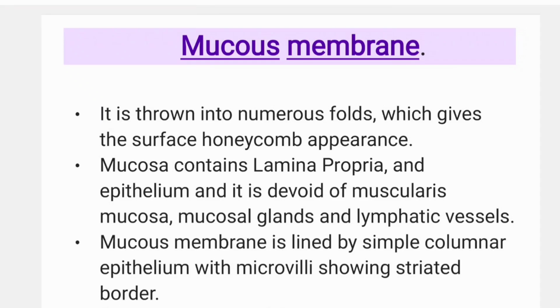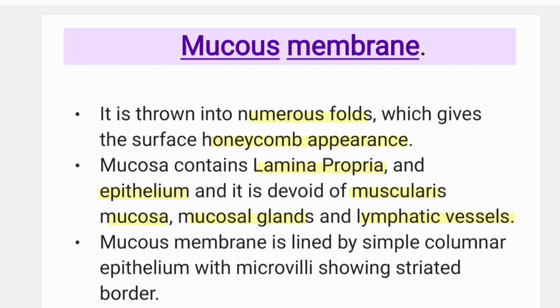The mucous membrane is thrown into numerous folds, which give the surface a honeycomb-like appearance. Now the mucosa contains the lamina propria and the epithelium, and it is devoid of muscularis mucosa, mucosal glands, and lymphatic vessels. Which means in the mucous membrane there will be the lamina propria and the epithelium, and there will be no muscularis mucosa, mucosal gland, or any lymphatic vessel.